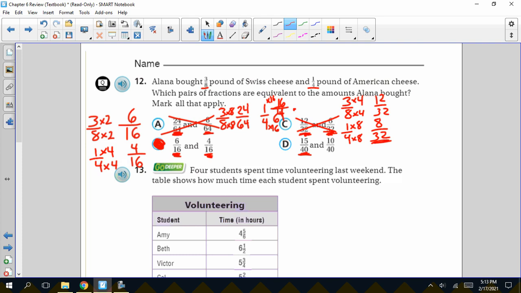For the last one, we have 3/8 and 1/4 turning into 40, this time as the common denominator. 8 times 5, so we do 3 times 5, which gives us 15/40. 4 times 10, so I do 1 times 10, which is 10/40. 15/40 and 10/40 are equivalent. D is also a correct answer. So in order to find equivalent fractions, just figure out what did I multiply the denominator by and do the same to the numerator.